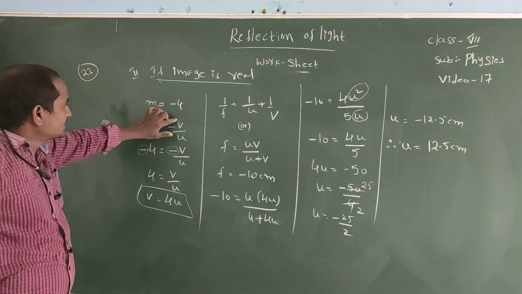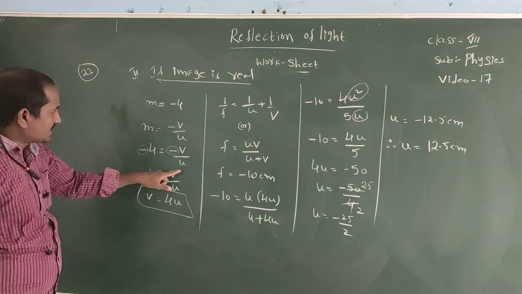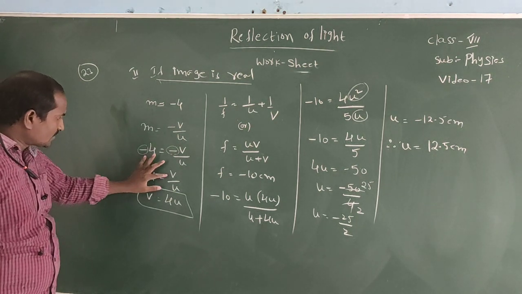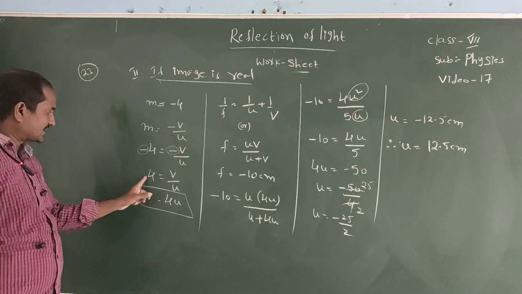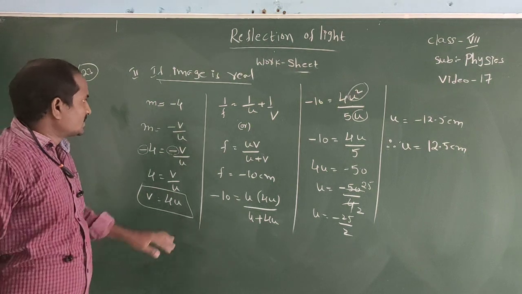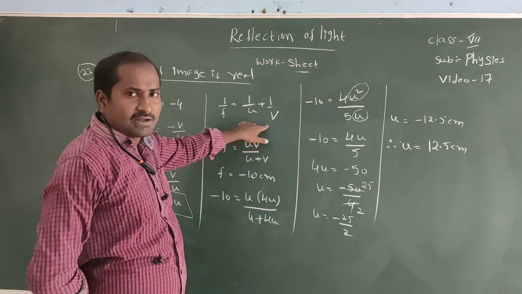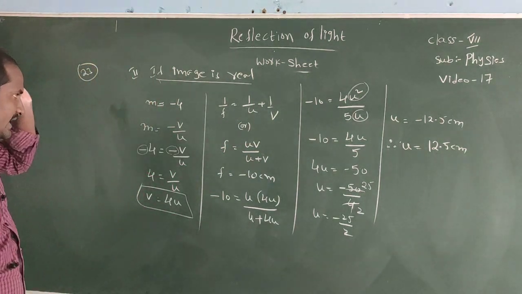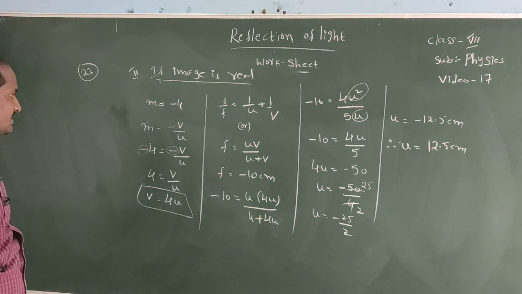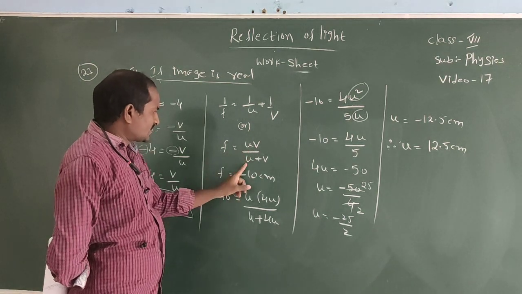M equals minus v by u. Okay, so minus 4 equals minus v by u. So here minus we cancel. Remaining value 4 equals v by u. I am doing cross product, u into 4u. Therefore v equals 4u. So 1 by f equals 1 by u plus 1 by v. It is the formula for the relation between focal length, object distance and image distance. We can also write it like this: f equals uv by u plus v.